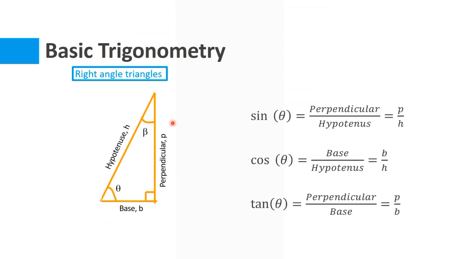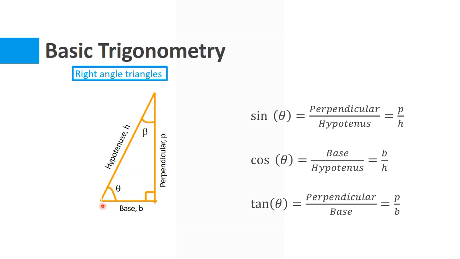So let's start with the basic trigonometry. Trigonometry is actually based on the right angle triangle, so we have to know what the properties of a right angle triangle are. A right angle triangle is one in which one of the angles is 90 degrees and the other two are less than 90 degrees. This angle is usually known as theta or alpha, and this angle is usually known as beta.